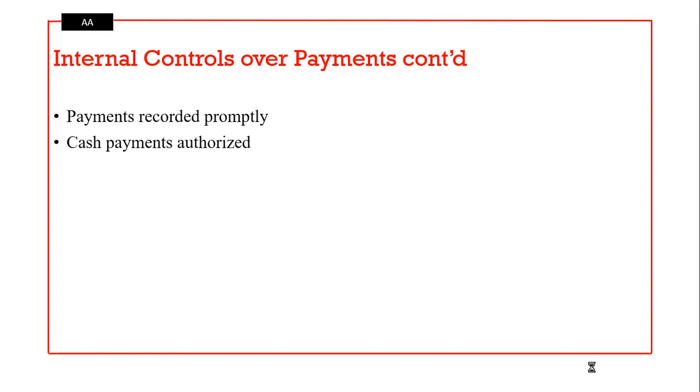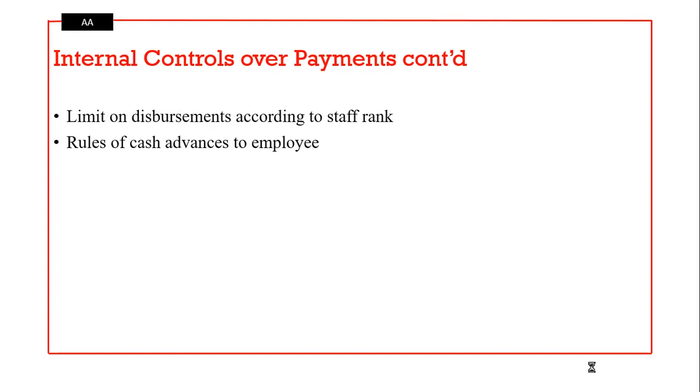Payments must be recorded promptly, of course, under payments. Now we are under payments to ensure that all obligations are duly recognized. Cash payments should be duly authorized, remember, in line with budget allocation. And then limits on disbursement according to staff rank. I think this is a very important point. Particular individuals should have limits as to how much they can authorize for disbursements. And there must be rules of cash advances to employees. Who qualifies for a cash advance? Okay, at least somebody who does not owe the company anything.